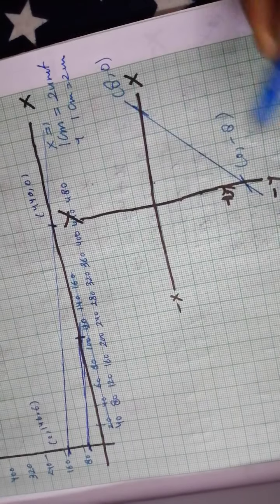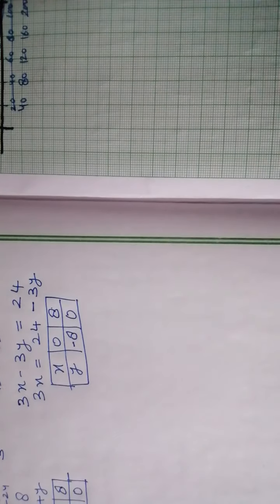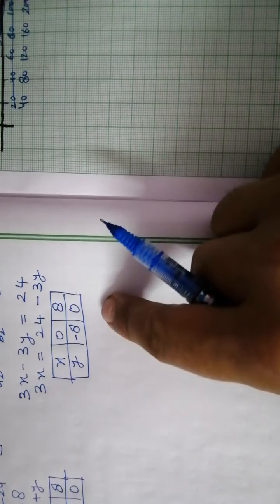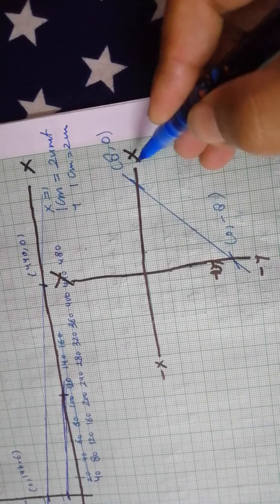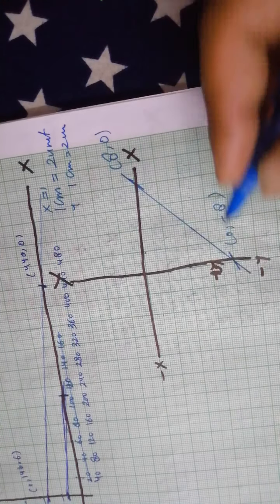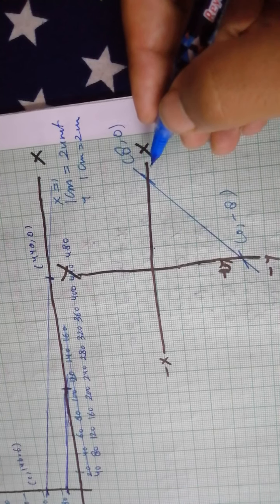Now for the second line, the points are 0 minus 8 and 8, 0, the same points. If we draw the line, it will be the same line. So you can see the lines are overlapping, or we can say coincident lines. Hence they have infinitely many solutions. So this is the graphical solution, where you represent whether the lines are coincident or not.